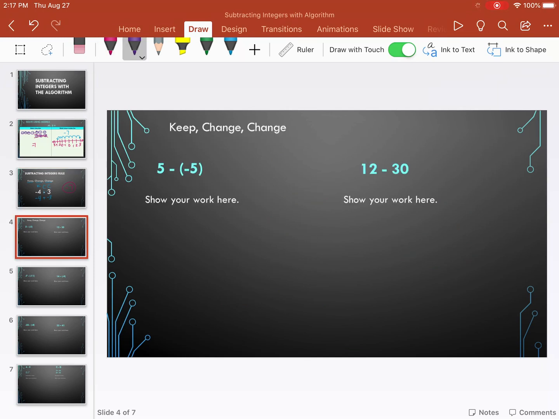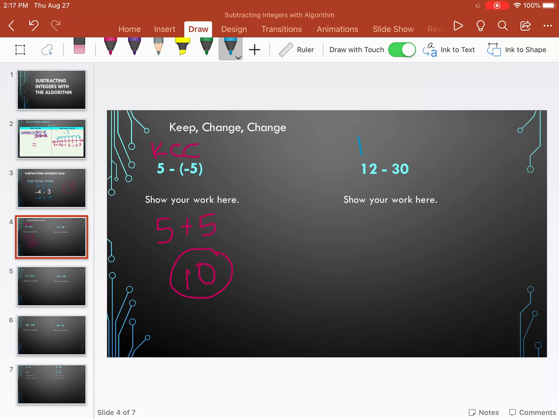So we are going to keep, change, change. I'm going to keep positive 5. I'm going to change that subtraction to an addition. I'm going to change -5 to positive 5. And then I just add them. So 5 plus 5 is 10. That's my answer.